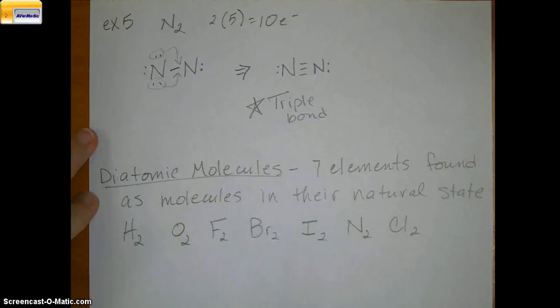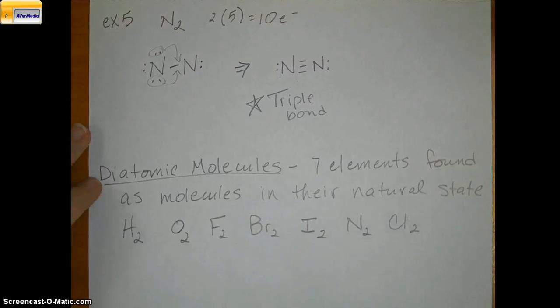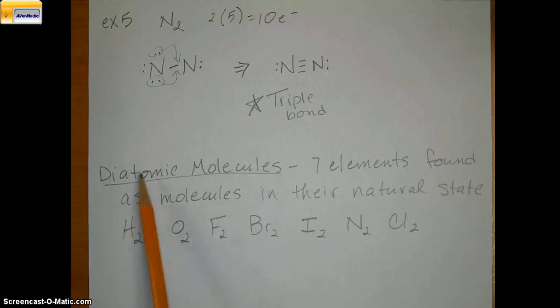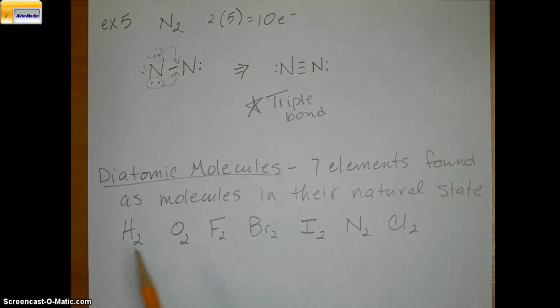All right, now our example for nitrogen represents nitrogen gas that you find in the atmosphere, and it's what's called a diatomic molecule. There are 7 elements that in their natural state, just how they're found in nature, are found as 2 atoms bonded together, diatomic. They're found as molecules. So whenever we talk about hydrogen gas or oxygen gas or fluorine gas or bromine, iodine, nitrogen, or chlorine, in their natural state they're not found as single atoms by themselves. They're found as diatomic molecules.